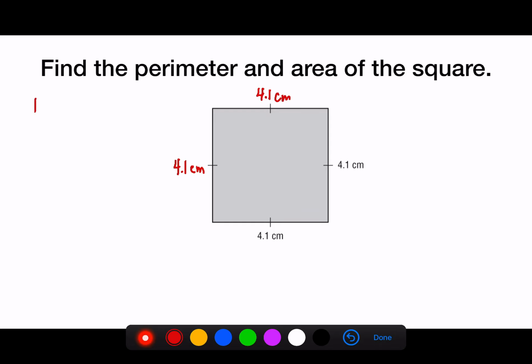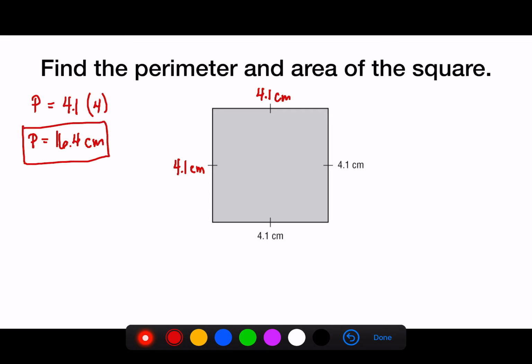When it comes to the perimeter, I could add up all the sides, but since all the sides are the same, all I would need to do is take my side length of 4.1 centimeters and multiply it by 4. When I multiply 4.1 by 4, I end up with a perimeter of 16.4 centimeters.